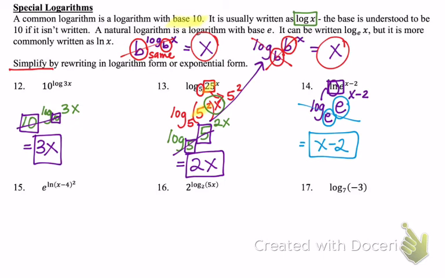Here we have e to the natural log of x minus 4 squared. Anytime I see a natural log like this, I'm going to rewrite it as log base e of x minus 4 squared. Here we have an e and we have an e, and they cancel. So my answer is just x minus 4 squared.